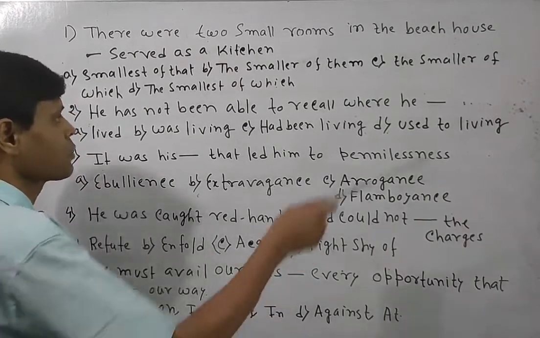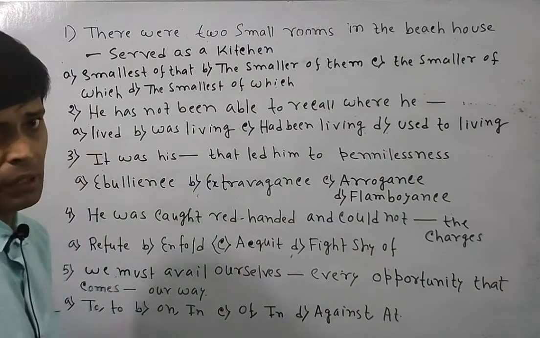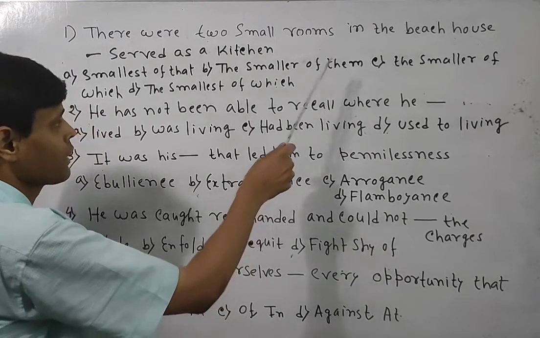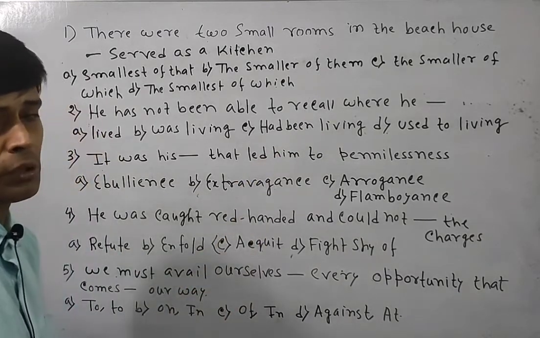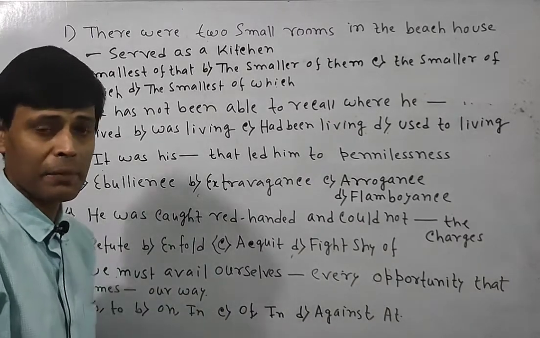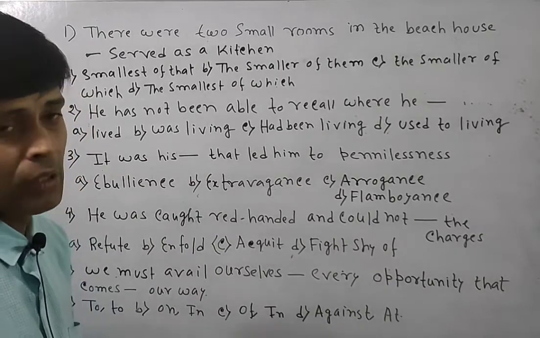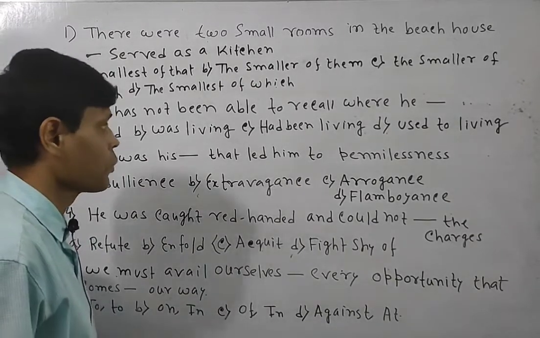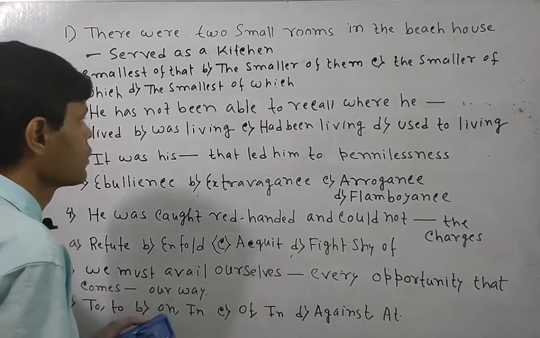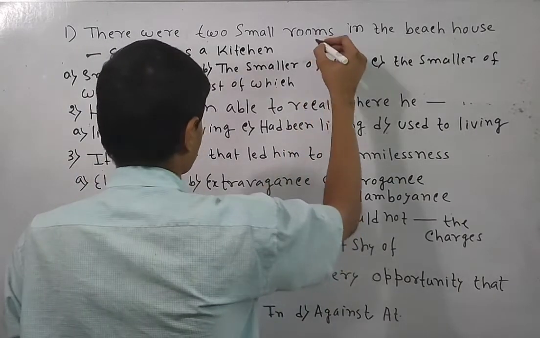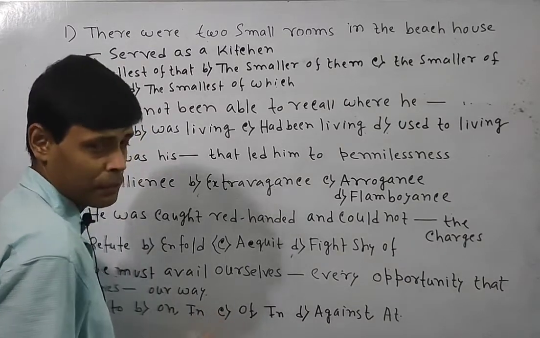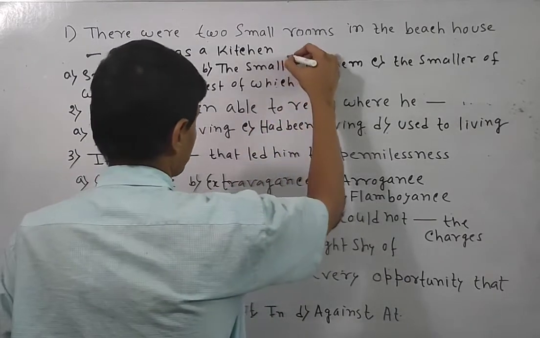If I place the smaller of which, it does not have any meaning. Rather I should place the smaller of them. Then could also have been written if the comparison had been between one and the overall thing. But here the comparison is between one thing and another, not the overall thing. So the right answer is in the comparative mode. The right answer here is option B.